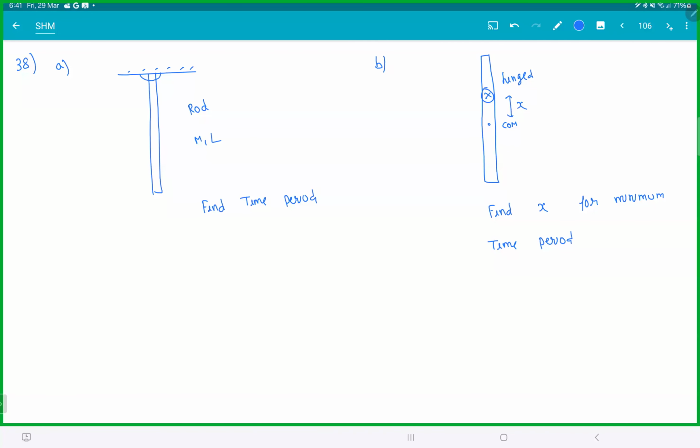Zero. You know the meaning of zero? You're keeping it in the center. No matter how much you disturb it, it won't oscillate at all. It'll stay at the same position. You got infinity. I'm asking for minimum time period. You found the maximum.